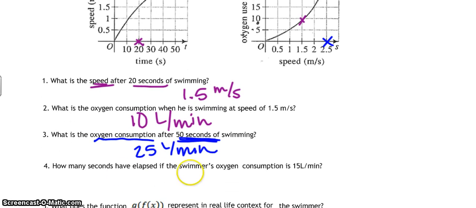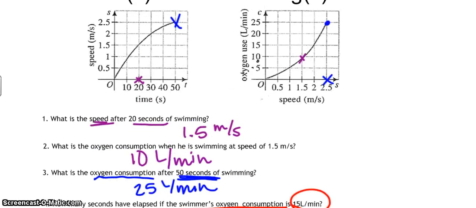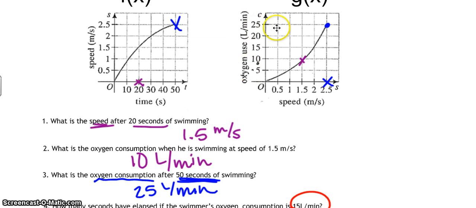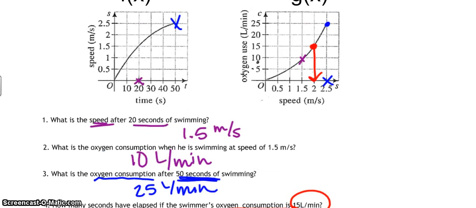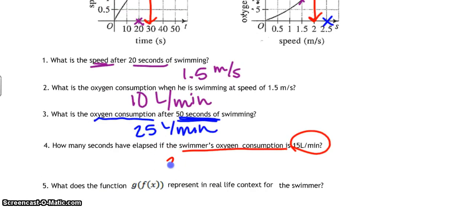How many seconds have elapsed if the swimmer's oxygen is 15 liters per minute? Well, we want oxygen use to be 15 liters per minute, which means the swimmer is swimming at 2 meters per second. When was the swimmer swimming at 2 meters per second? After 30 seconds.